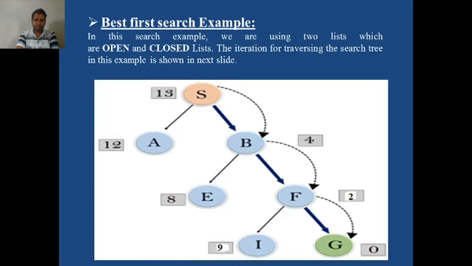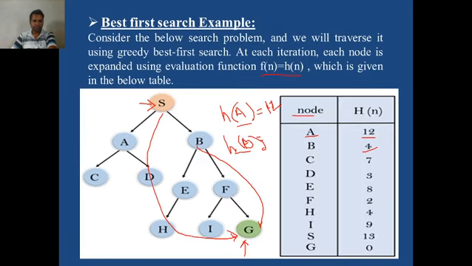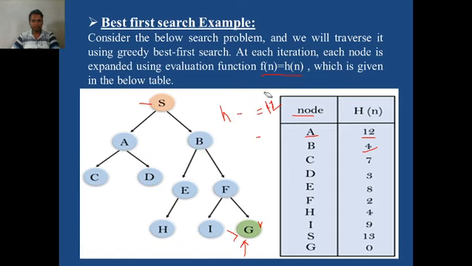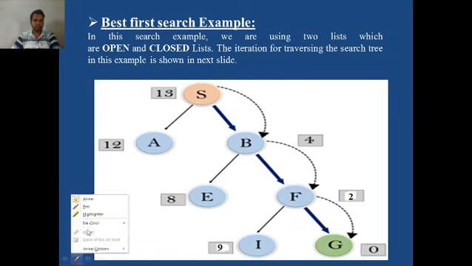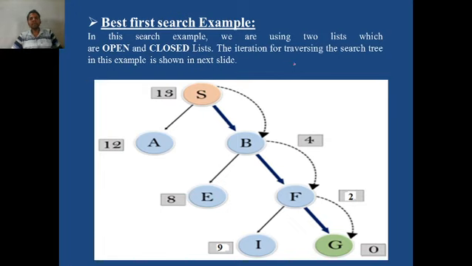So here in the best first search algorithm, let me erase this. In the best first search algorithm, we maintain two types of list: open list and closed list. What exactly open list is and what exactly closed list is, we will check on the next slides. The iteration for traversing the given search tree in this example is shown in the next slide.